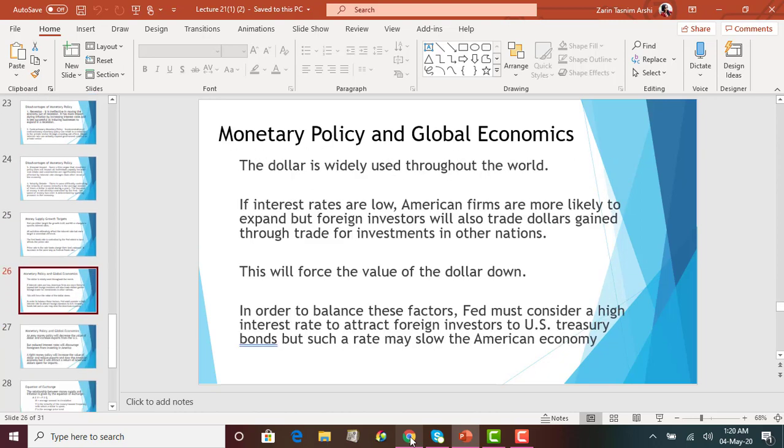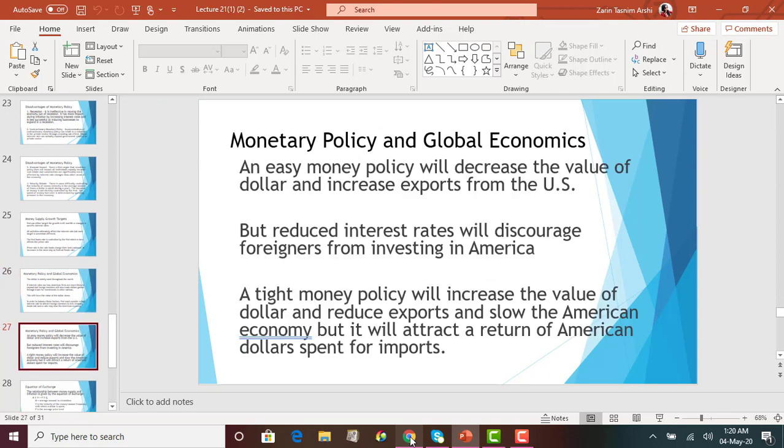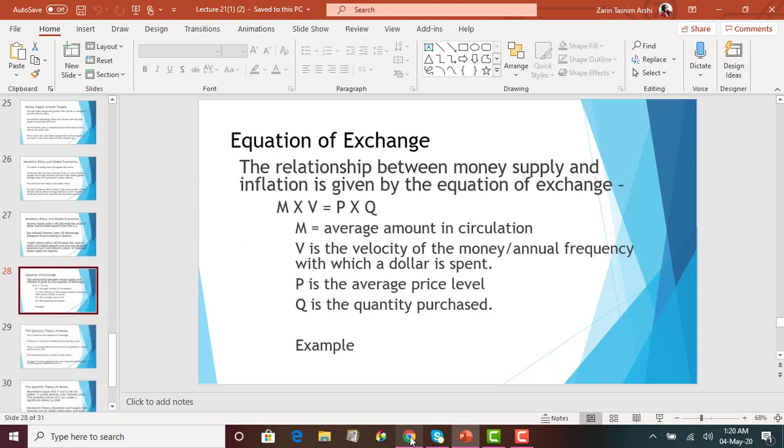Monetary policy is also linked with the balance of trade, in other words, exports and imports. Basically, when easy money policy is implemented, when money supply is increased, it will decrease the value of the dollar. The value of the dollar will go down and exports will go up. On the other hand, if a tight monetary policy is implemented, then the value of the dollar will go up, imports will go up, and exports will go down.